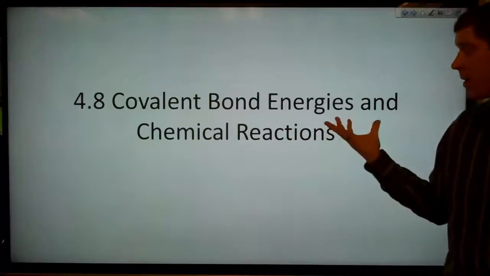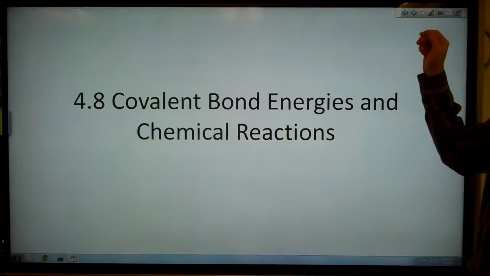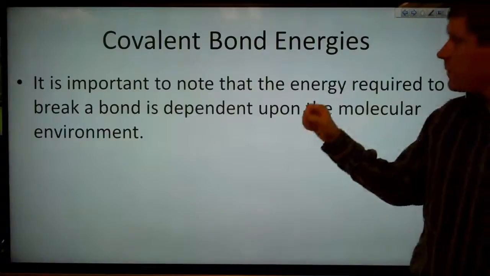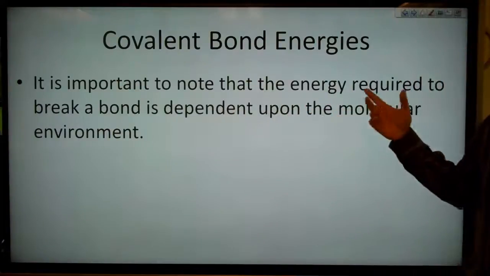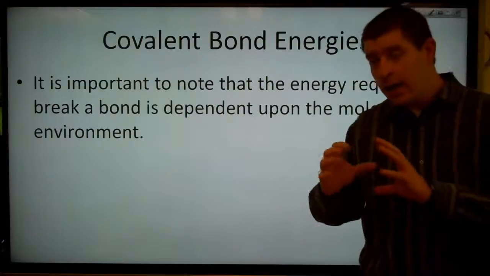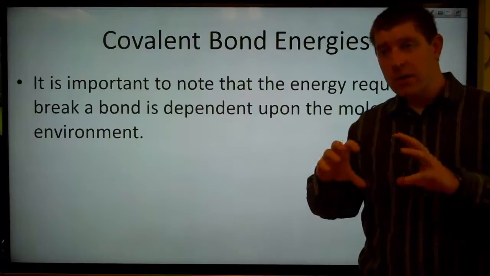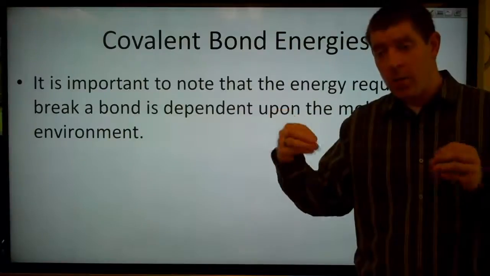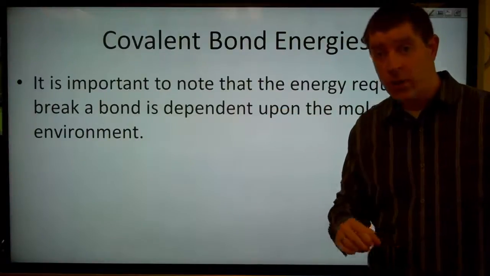Welcome to Covalent Bond Energies and Chemical Reactions. It's important to note that the energy required to break a bond depends upon the molecular environment. So exactly how much energy is involved to break the bond depends on what exactly is bonded to the atoms in question.